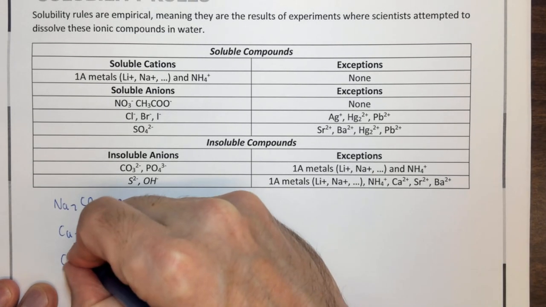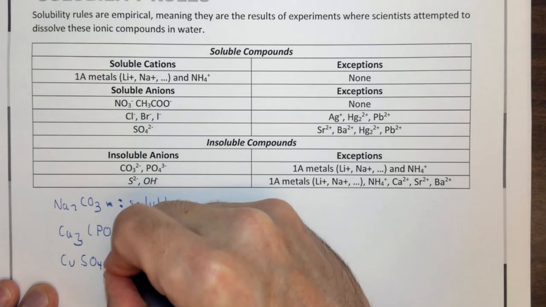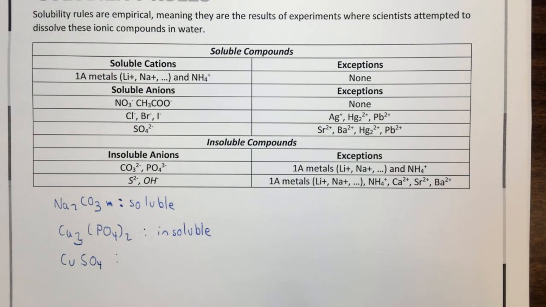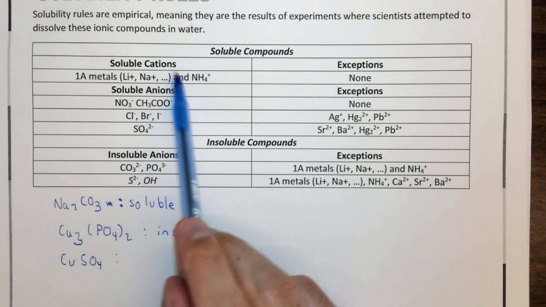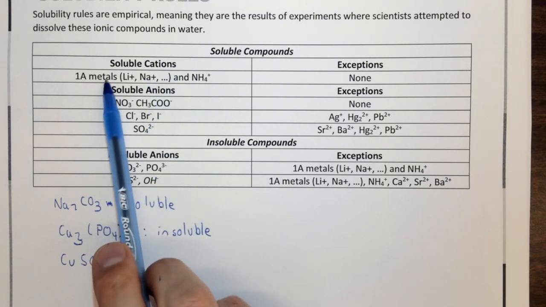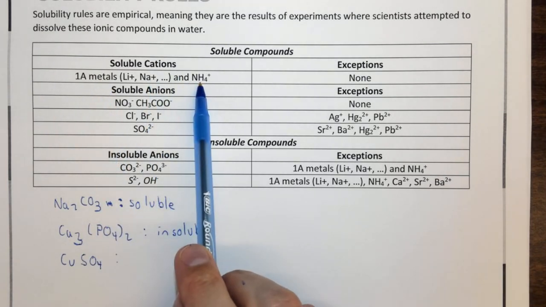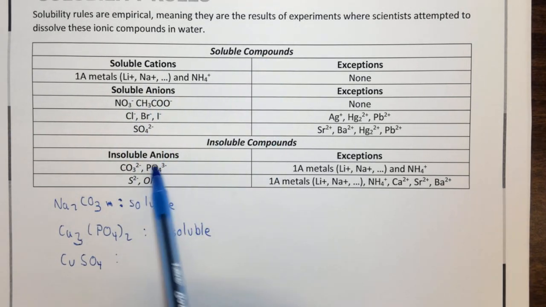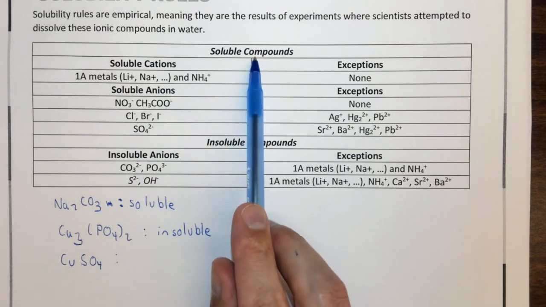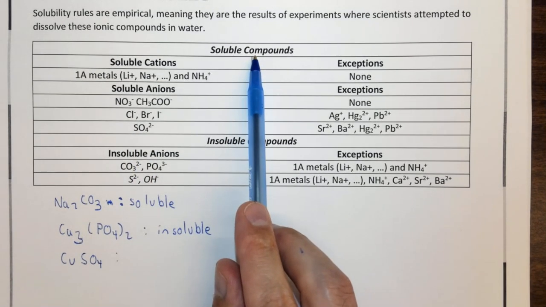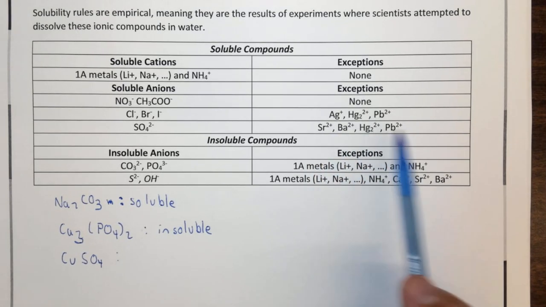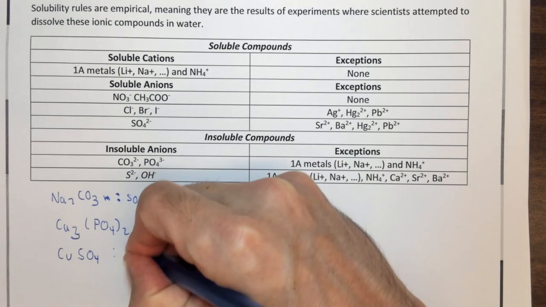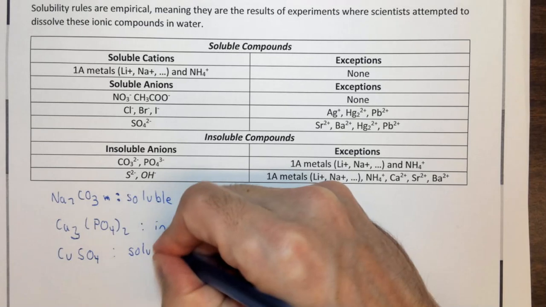Let's look at copper 2 sulfate. In this case, we first try to find copper, but you'll notice the only cations on the table are the 1A metals and ammonium. All the other species that are both soluble and insoluble are anions. So copper doesn't have a rule. Let's look for sulfate, the anion. Sulfate does have a rule. It's generally a soluble compound. Is copper an exception? It is not. So therefore, this is soluble.